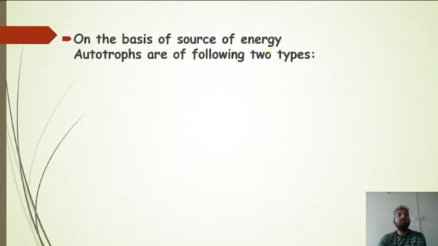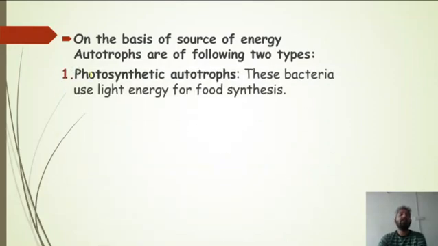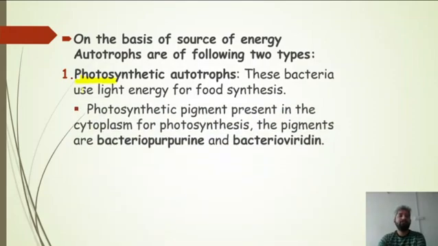Then on the basis of source of energy, the autotrophs can be of two types. One is photosynthetic, which means they perform photosynthesis; they use light energy for the formation of their food. The photosynthetic pigment present here is in the cytoplasm, because in the higher plants the photosynthetic pigment is what? Chlorophyll. It is present in the chloroplast, but the membrane bound organelle is absent here. So these photosynthetic pigments are present in the cytoplasm only.